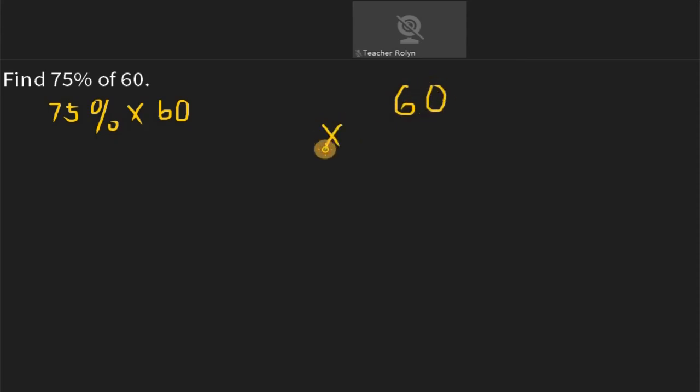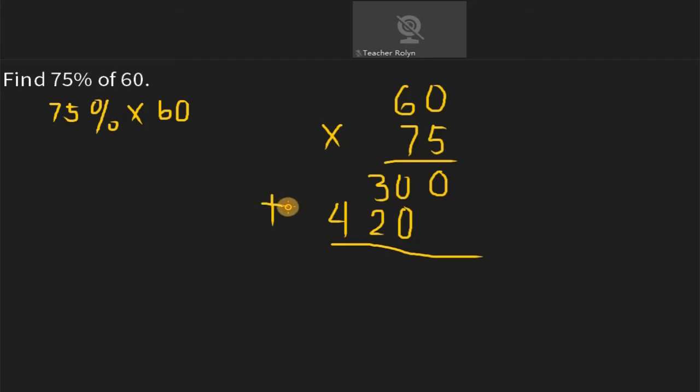60 times 75. Let's multiply. 0 times 5 is 0. Then 5 times 6 is 30. 7 times 0 is 0. And then 7 times 6 is 42. Then add. So we will have here 0, 0. Then we have here 5, and then 4. Now take a look at this. We have 4,500, but this is not yet our final answer because we are just getting 75% of 60.